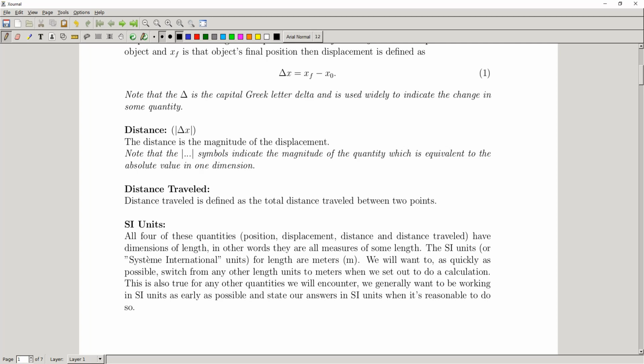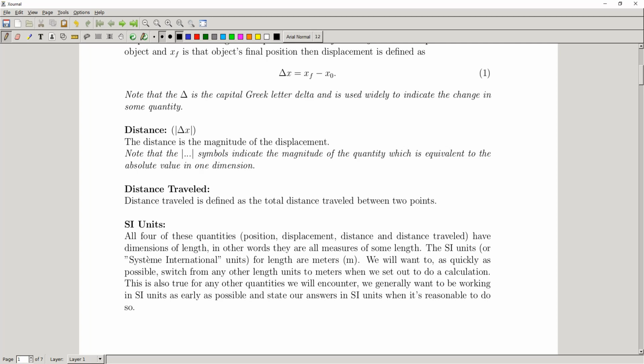So we might be given a problem where the problem is stated in terms of centimeters, or kilometers or miles or light years or something. Generally speaking, we're going to want to convert back to meters right away, do the calculation, and finish the calculation in meters, and then maybe once we have our final answer, if it makes more sense to convert back to some other units, we can do that.